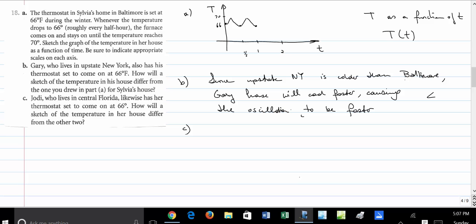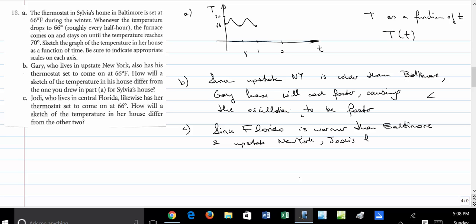C. Jody lives in Florida. Likewise, her thermostat is set to come on at 66. How will the sketch differ? Since Florida is warmer than Baltimore and upstate New York, Jody's house will cool slower. So the oscillation will be much slower.